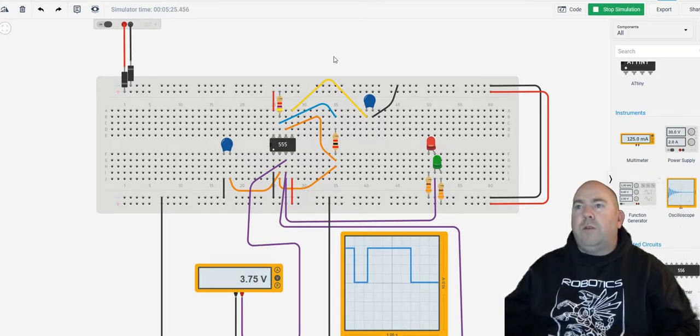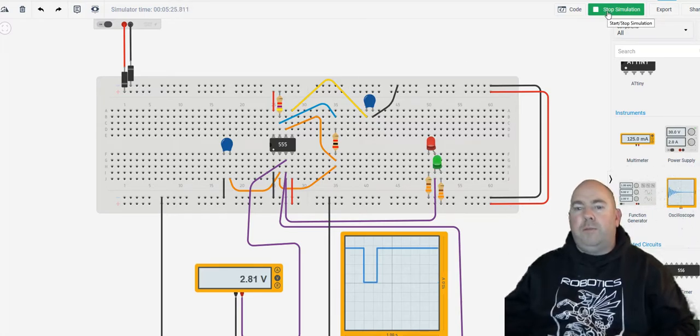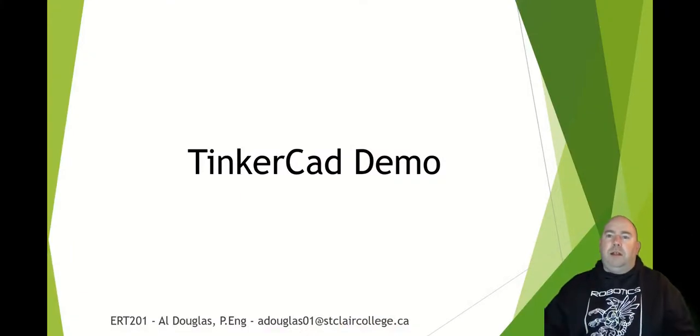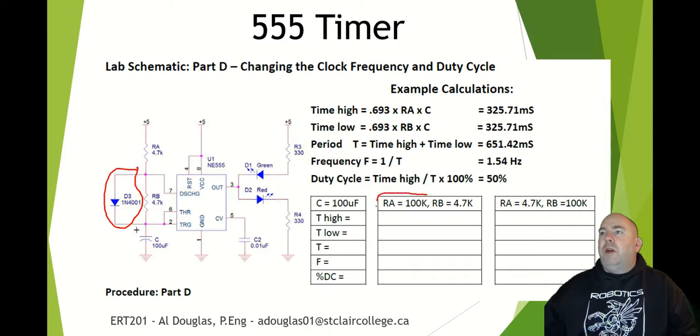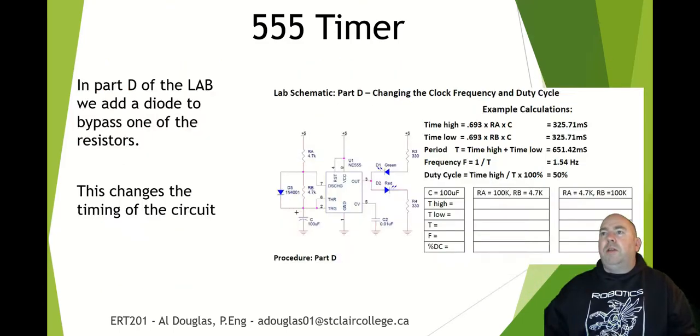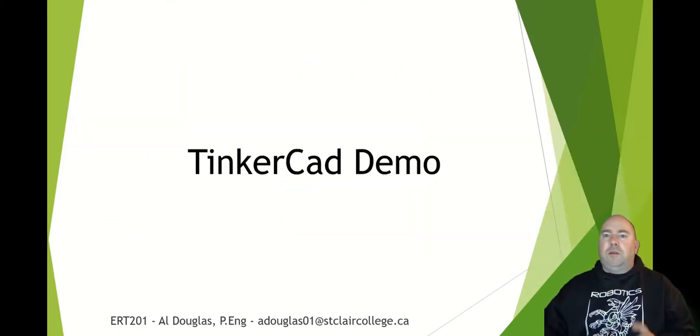Okay, so this is using the 555 timer. This is part C of the lab. We'll demonstrate that in the lab. And the final one we're going to demonstrate, we're going to add in a diode over here. And now we will vary resistance A and resistance B and show how we can switch up the timing and control that timing circuit very accurately. Okay, let's demonstrate that one.